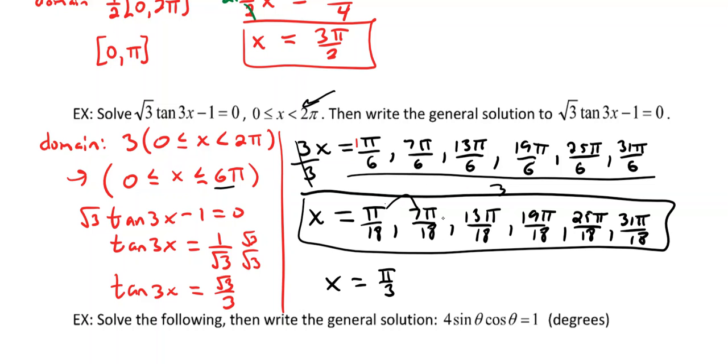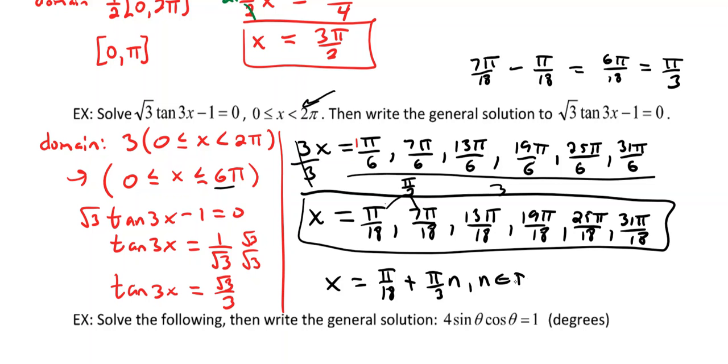And if you were unsure about that, how could you figure that one out? Well, you could just subtract them, right? I could go, okay, 7 pi over 18 minus pi over 18. So that would end up being 6 pi over 18, which is the same thing as pi over 3, right? So that's what the gaps are here. So pi over 3 all the way up. So it's going to be pi over 18, my bad, plus pi over 3 n, where n is a member of the integers. So there's our general solution.